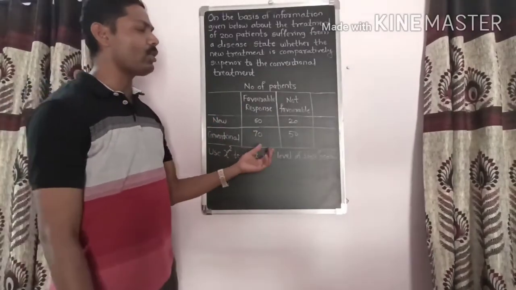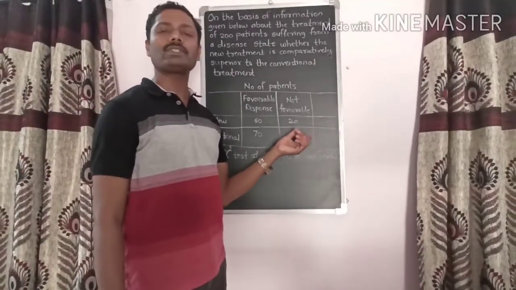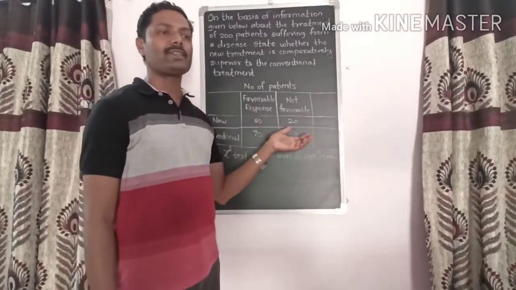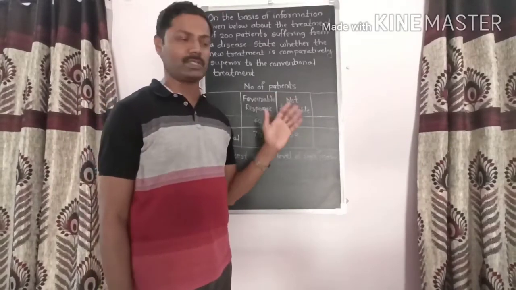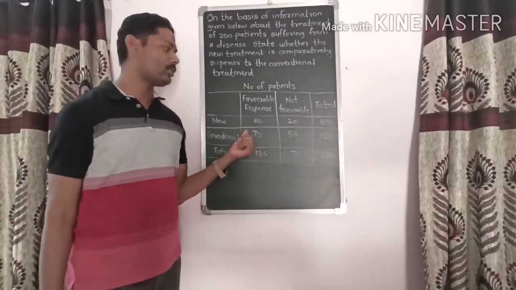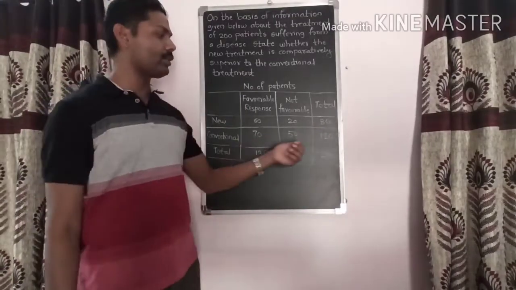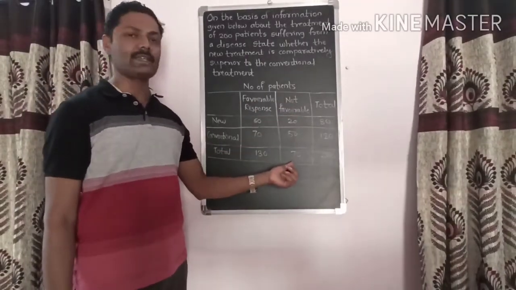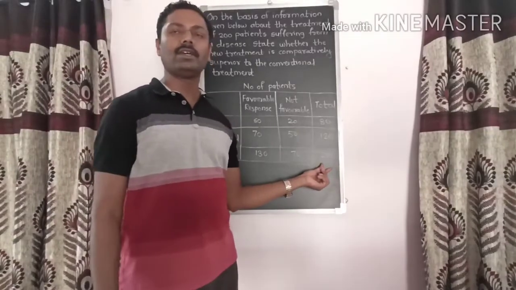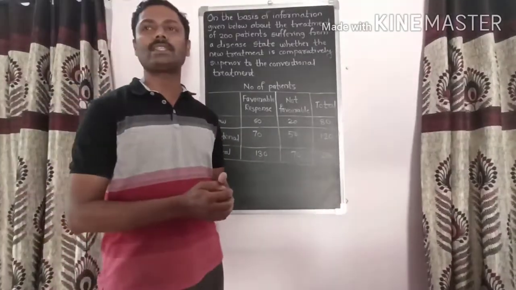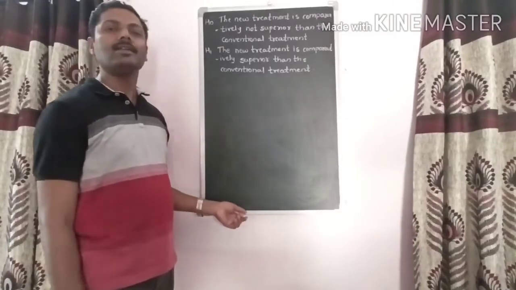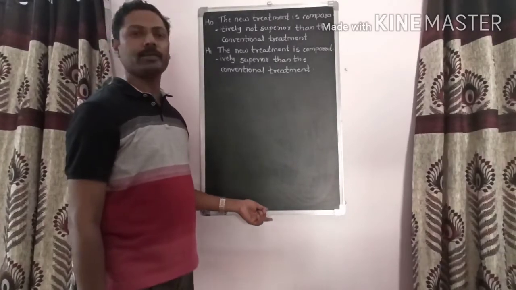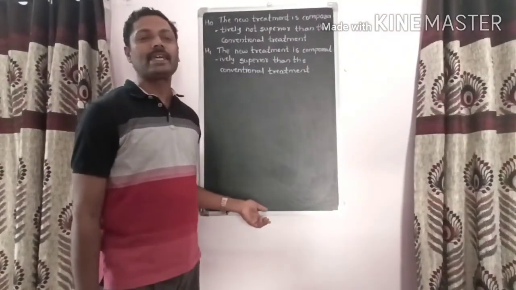In this case, we have not been given totals, so our first step will be to find the total of rows and the total of columns. So let us find the total of rows and total of columns first. So we have calculated the total. The total of first row it is 80. The total of second row it is 120. Total of first column it is 130. Total of second column is 70, and grand total means final total is 200. Now set the null hypothesis and alternative hypothesis. The null hypothesis would be the new treatment is comparatively not superior than the conventional treatment, and the alternative hypothesis would be the new treatment is comparatively superior.